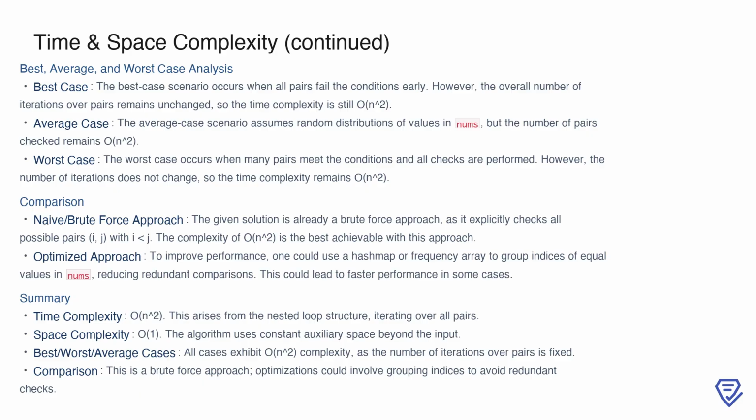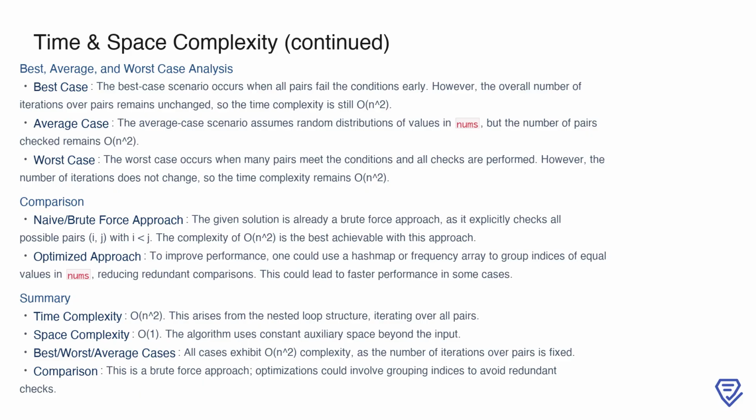Comparing this approach to potential optimizations, we see that it represents a brute force technique, explicitly checking all valid pairs i, j where i is less than j. While the O(n²) complexity is inherent to this method, optimizations could involve using a hash map or frequency array to group indices of equal values, reducing redundant comparisons.